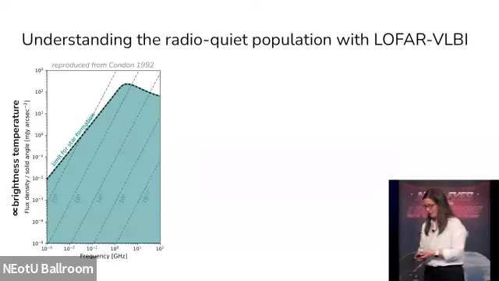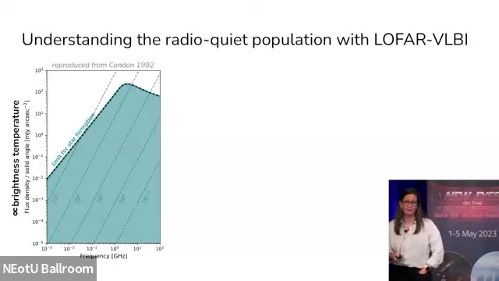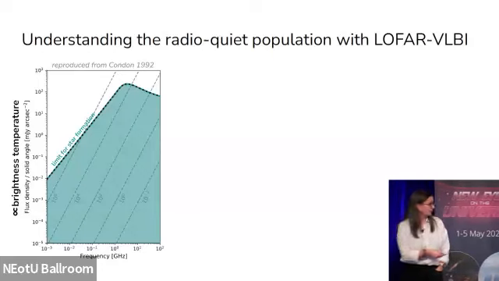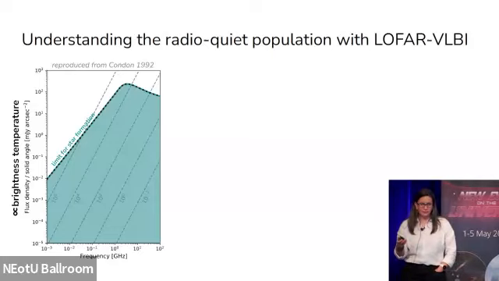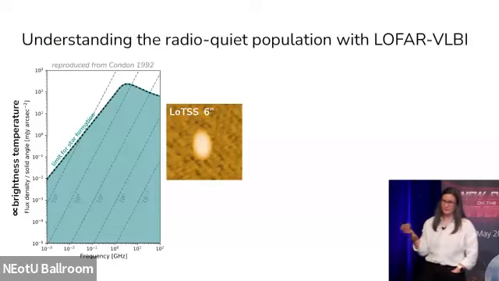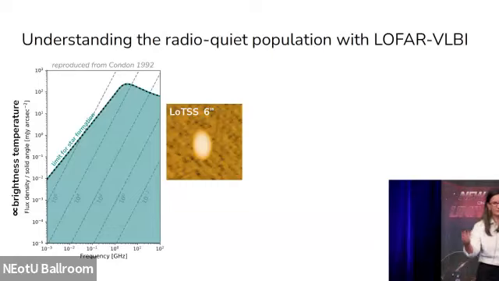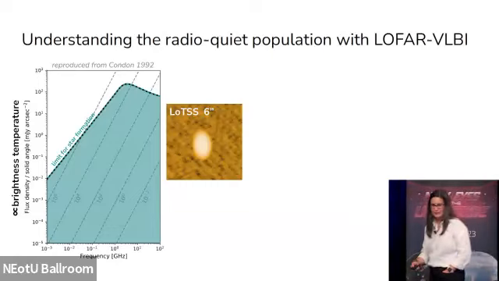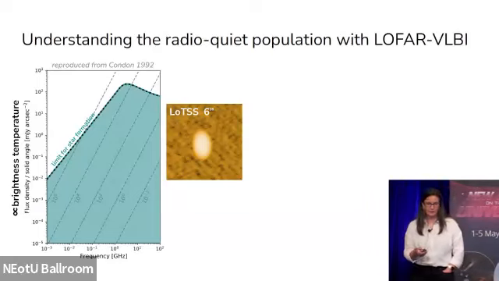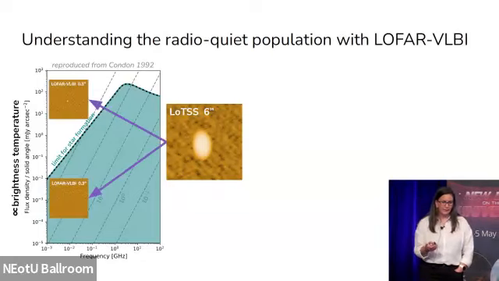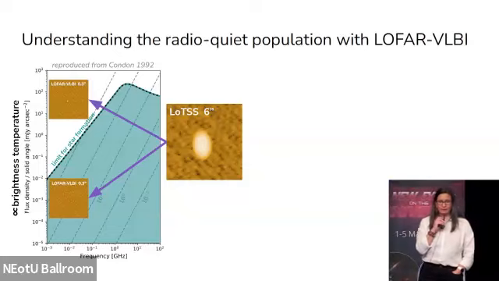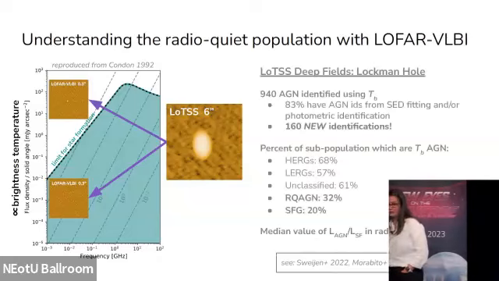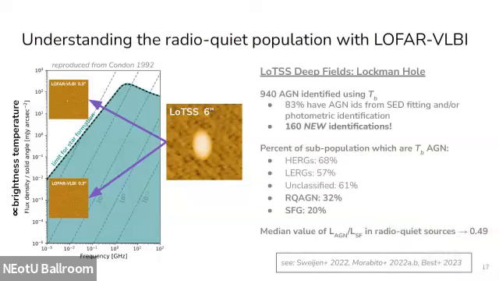But at LOFAR, you can do this with the 0.3 arcsecond resolution, because you can see the limit for star formation is frequency dependent. So with LOFAR at 6 arcseconds, you cannot do this, right? You just have this blob, and the flux density per solid angle doesn't tell you anything about it. But as soon as you go to LOFAR VLBI, you can start to identify AGN at this frequency with this resolution. And so that's what we've done for the Lockman Hole.